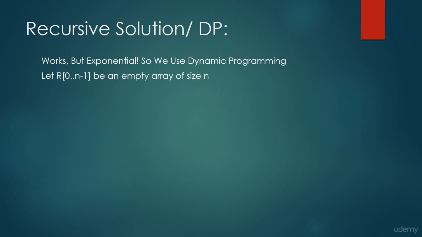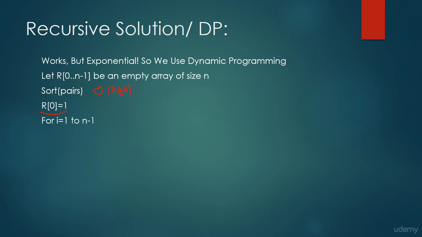So we set R0 to n-1 to be an empty array of size n. And we're going to sort all the pairs. Now, if you're familiar with sorting algorithms, this operation takes O(n log n) time. Excuse me for my handwriting. And then we set R0 equal to 1. That's the base case, right?